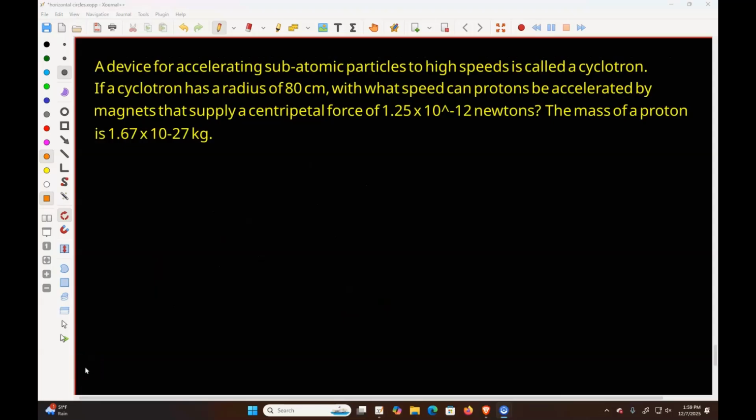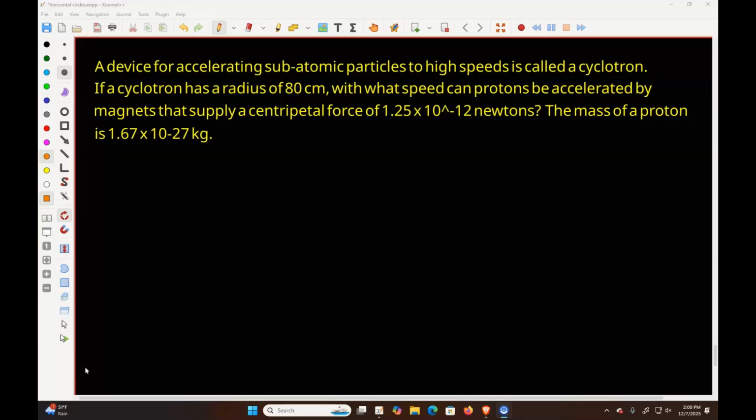A device for accelerating subatomic particles to high speeds is called a cyclotron. If a cyclotron has a radius of 80 centimeters, with what speed can protons be accelerated by magnets that supply a centripetal force of 1.2 times 10 to the negative 12 newtons? And you're given that the mass of the proton is 1.67 times 10 to the negative 27 kilograms.